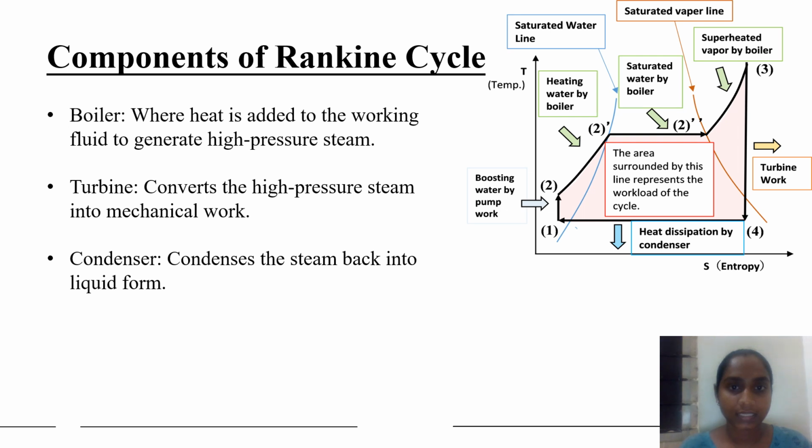Components of the Rankine cycle. Boiler, where heat is added to the working fluid to generate high pressure steam. Turbine, which converts the high pressure steam into mechanical work. Condenser, which condenses the steam back into liquid form.